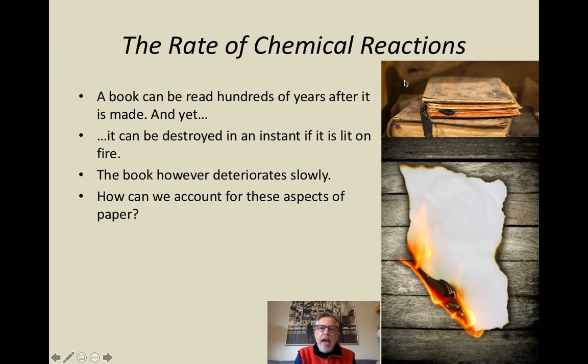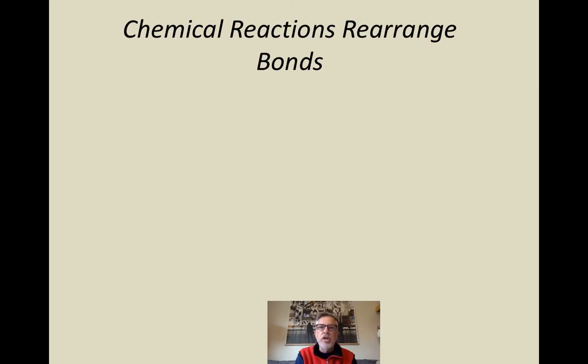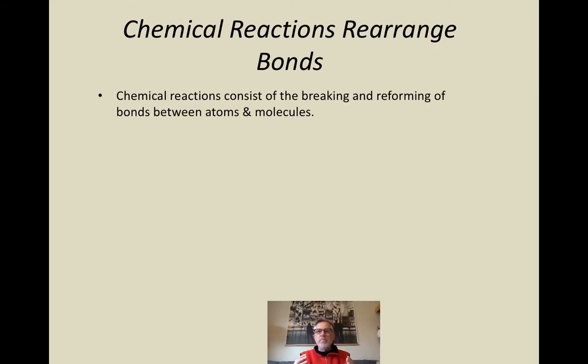So how can we account for these aspects of paper, that it can deteriorate slowly or it can deteriorate rapidly with fire? The first thing to realize is that both the slow destruction with age and its destruction by combustion are the same chemical process in which oxygen is reacting with the paper and deteriorating it, changing its chemical structure. To understand what's going on here, we have to think a little bit about chemical reactions. So chemical reactions consist of the breaking and reforming of bonds between atoms and molecules.